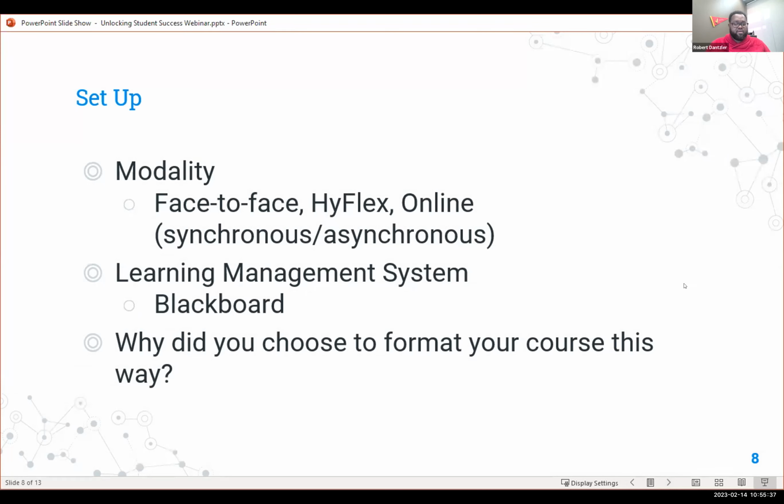And so when we set up, the reason for this particular piece, when we talk about setup, we want to look at, of course, our modality. Whether we're teaching face-to-face, high flex, online, whether synchronous or asynchronous, how are we going to set up our class in a way that, regardless of how we're teaching, we can still keep students engaged with what's happening in the course.